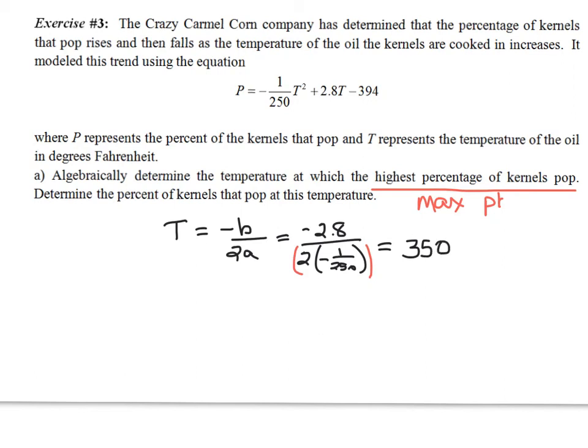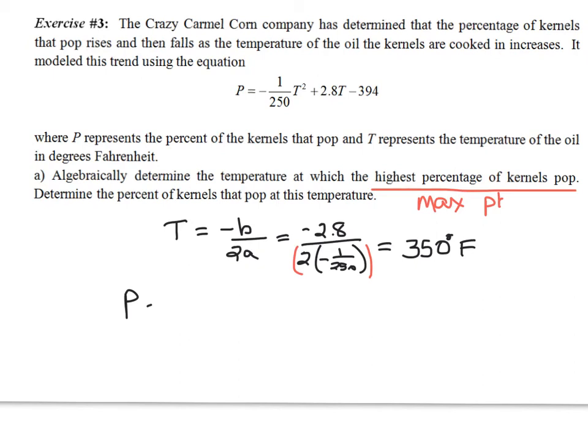So that tells me that the maximum percentage of kernels are going to pop when the temperature of the oil is 350 degrees Fahrenheit. So keep in mind the situation that we're talking about here. Now determine the percent of kernels that pop at this temperature. That just means that I want to solve for the p-value at that particular temperature.